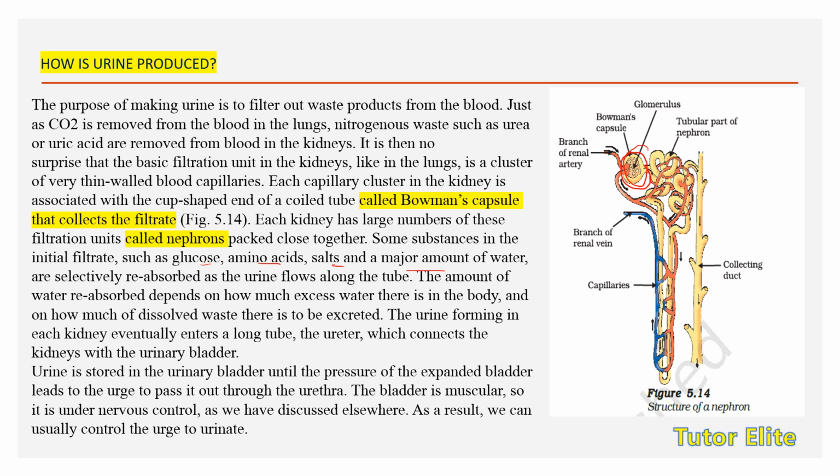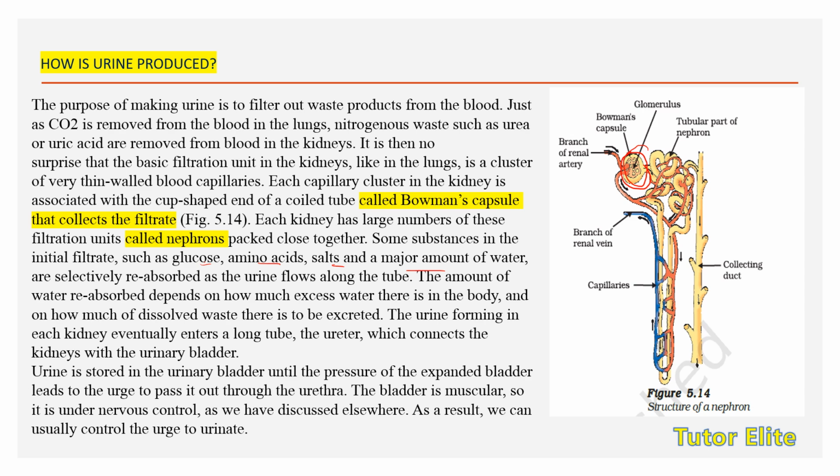The urine forming in each kidney eventually enters a long tube, the ureter, which connects the kidney with the urinary bladder. Urine is stored in the urinary bladder until the pressure of the expanded bladder leads to the urge to pass it out through the urethra.